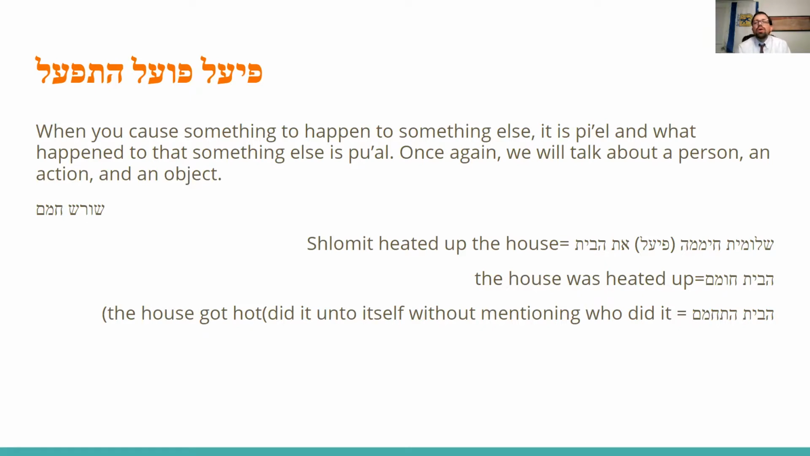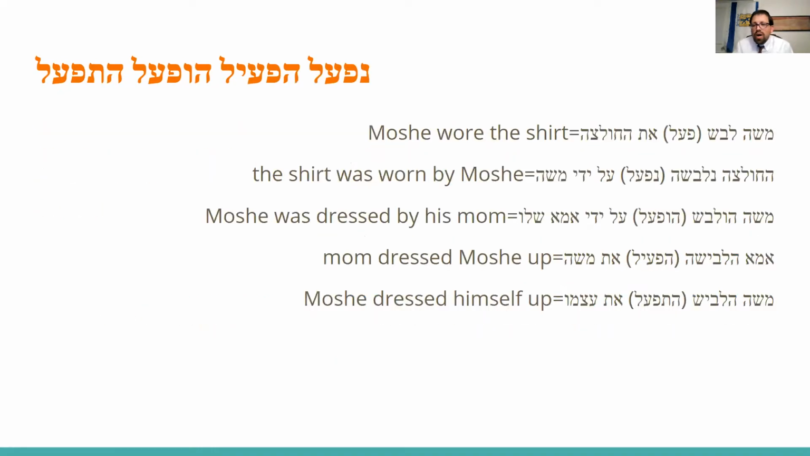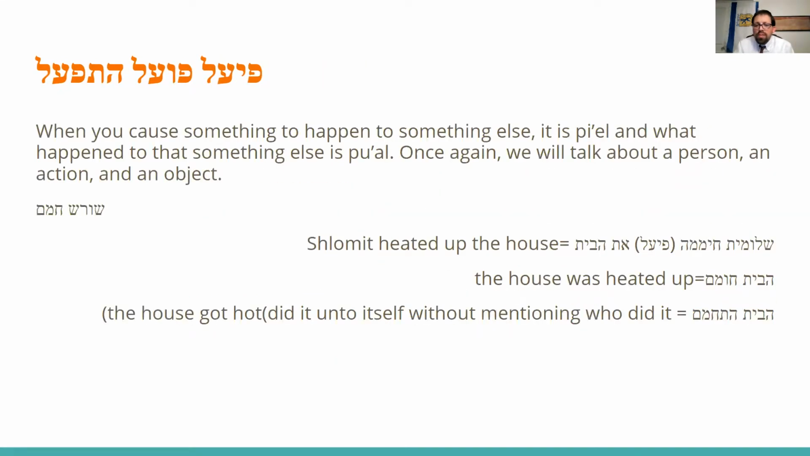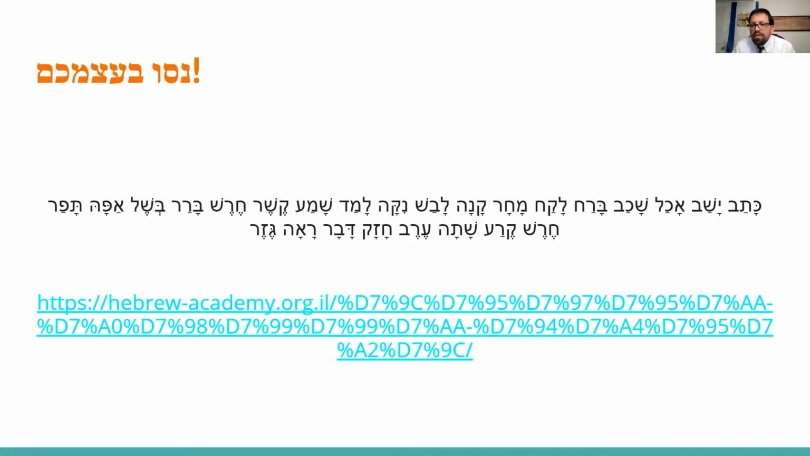The house was heated up. So you're talking about Piel, Shlomit really created change. She made the house hot. You can say habayit chumam. The house was heated up. And you can do hitpael, which is sort of a combination, where the house got hot, very similar to Moshe dressing himself up. Hitpael, you have habayit hitchamem, the house heated, got itself hot.